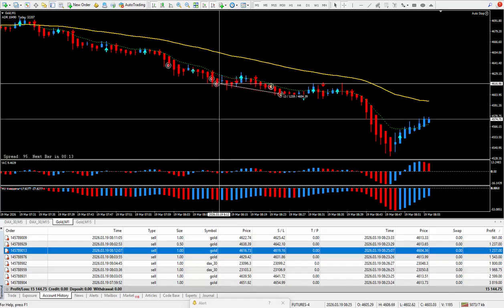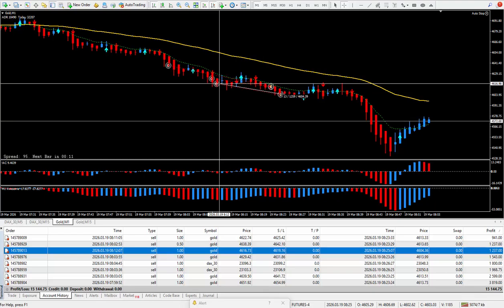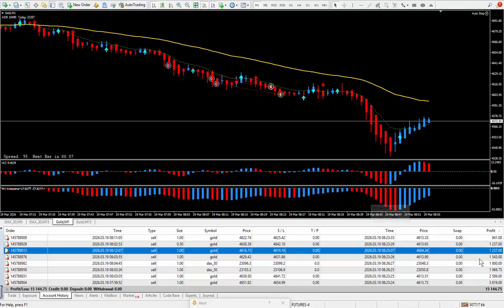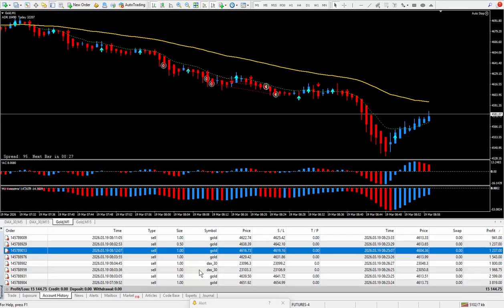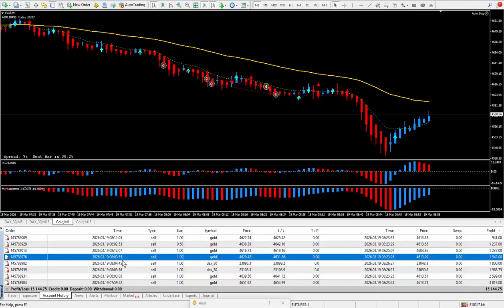Another one that's hard to get right on, 125. But it's 124. That paid out $1,237. Let's run a check on this gold trade.